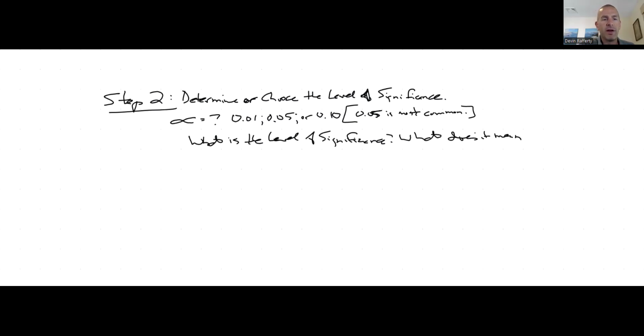Okay. Very simply, this is going to be a little wordy, but if you bear with me, it should make sense. Okay. The level of significance, what it refers to, it is the probability of failing to reject a false null hypothesis. Okay.